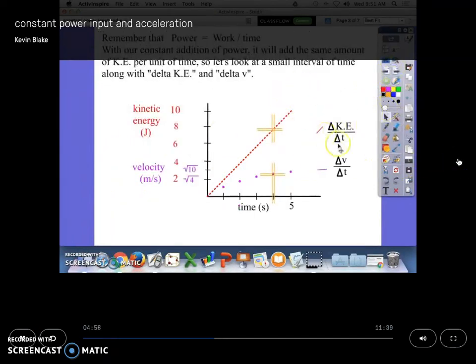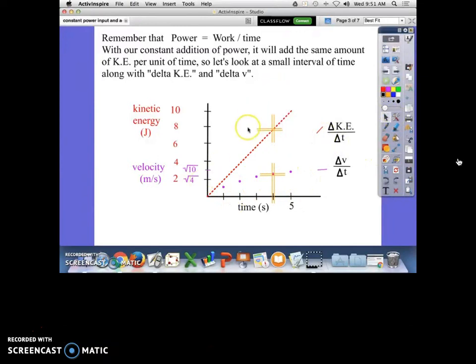Okay, so let's take that same graph there this time, and let's look at the derivative of it. Take a little section of time, a very small increment of time, and see how much kinetic energy increases in that little increment of time. So what we've got is change in kinetic energy increasing slightly over the time interval increasing slightly. So you've got a little slope there for that. That's your derivative, basically.